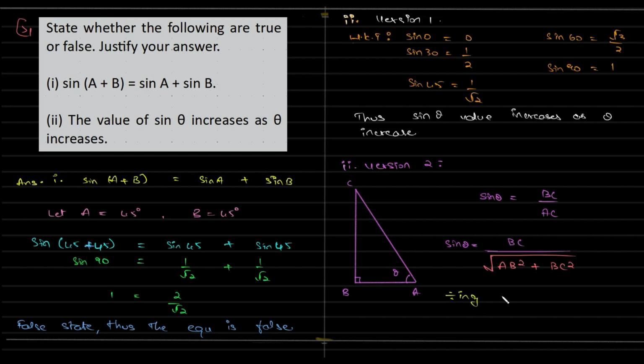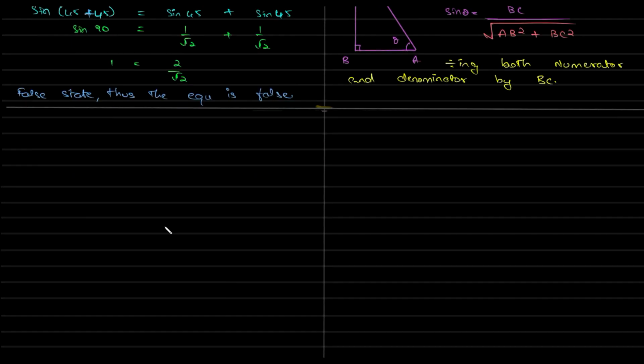The next thing is dividing both numerator and denominator by BC. So sine theta is equal to BC divided by BC, divided by, so we're looking at dividing both the numerator and denominator, right? So here too I need to divide with BC. Something like this.